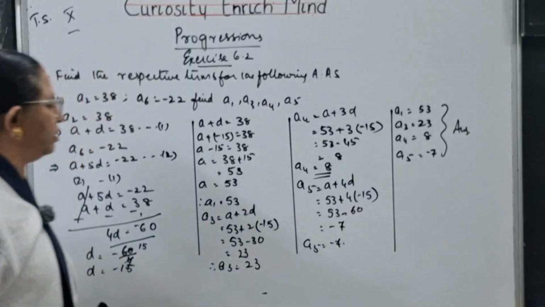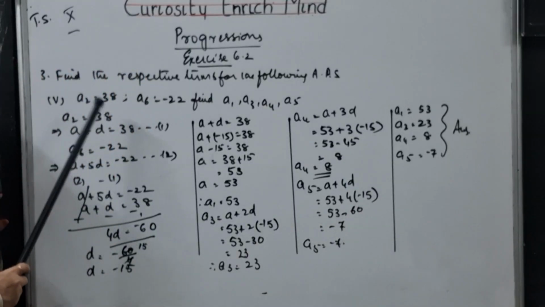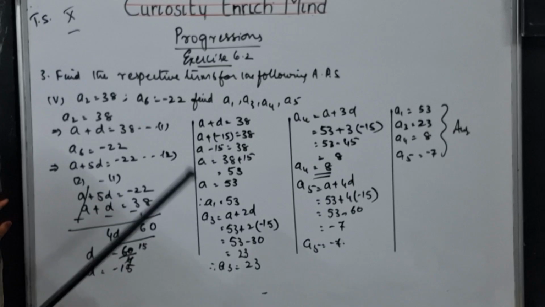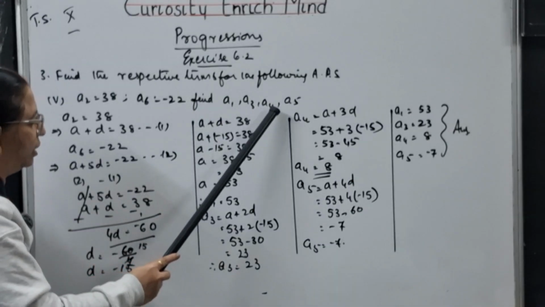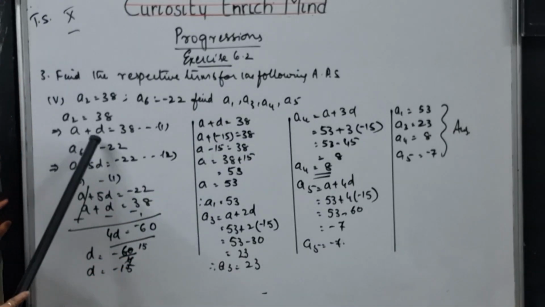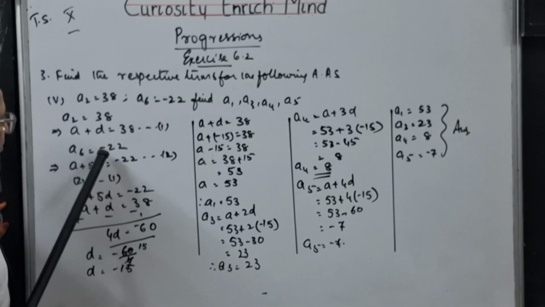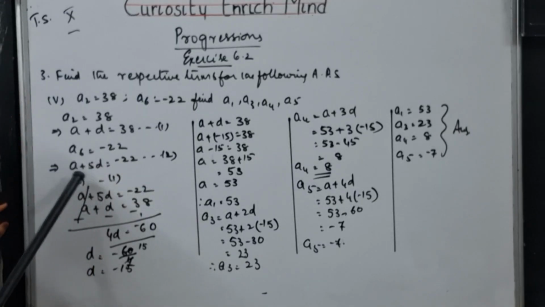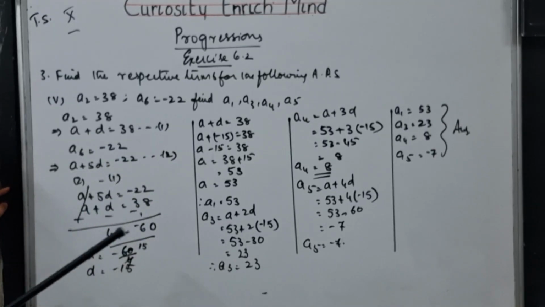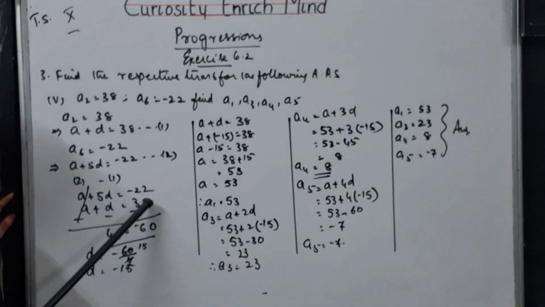So let me explain once again. Here A2 is given, A6 is given. You have to find A1, A3, A4, A5. A2 means A plus D is 38. A we don't know. And another thing is A6 is given, minus 22. So A plus 5D is minus 22. These are two equations and I am solving them. Second equation minus first equation: A plus 5D is minus 22 and A plus D is 38.